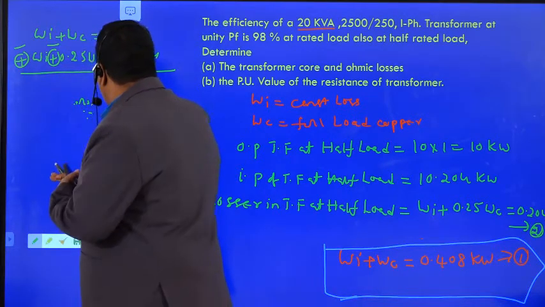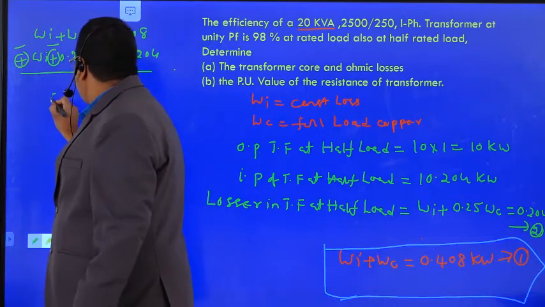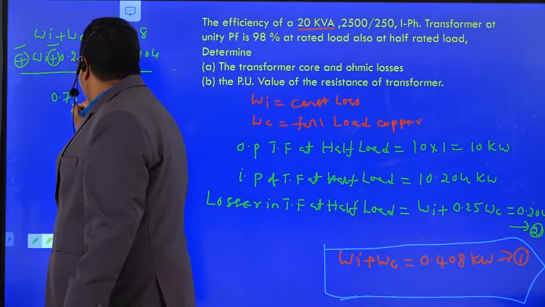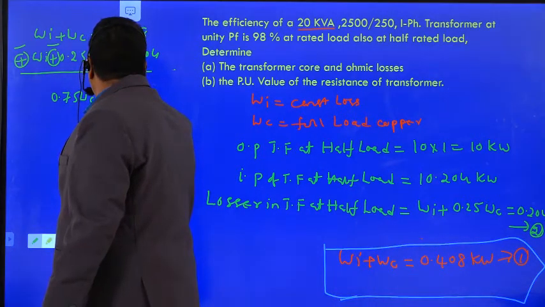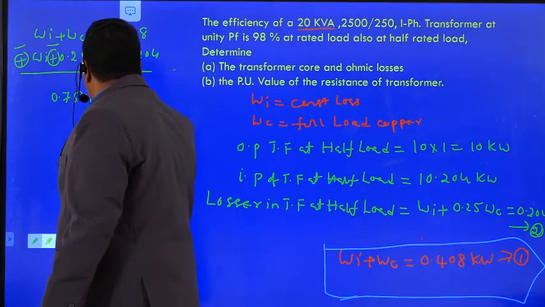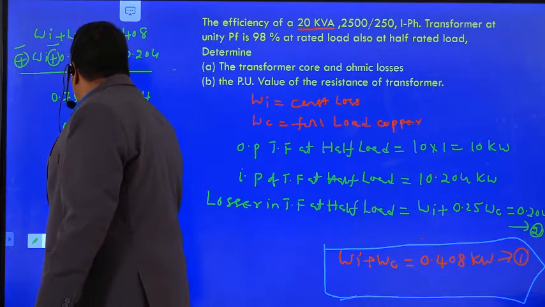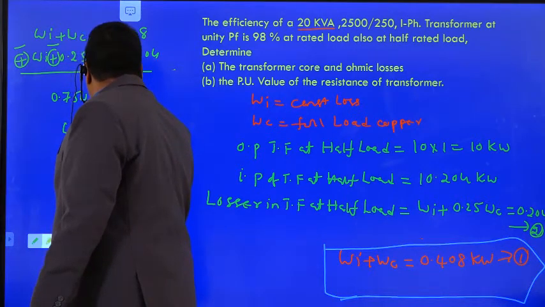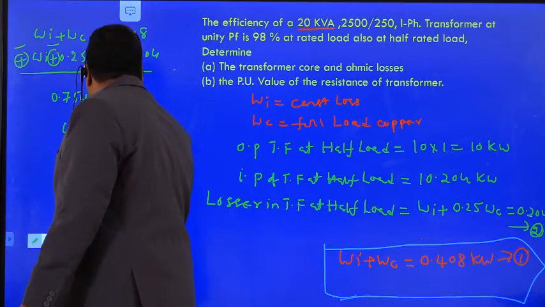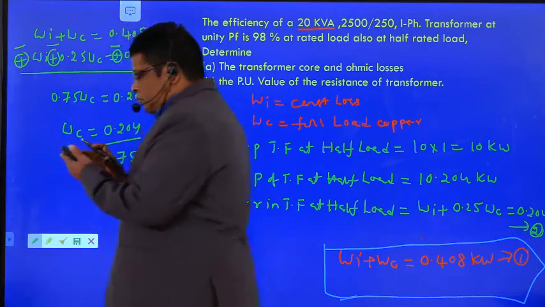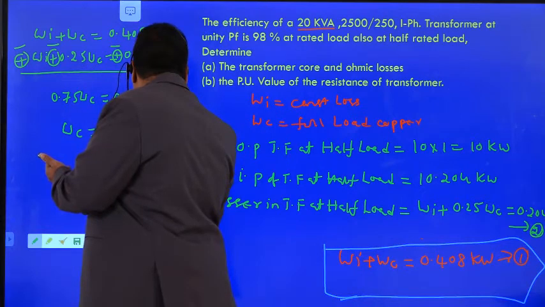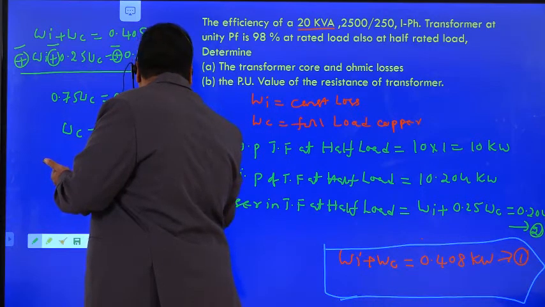You are getting the value. How much are you getting? 0.75 Wc equal to 0.204. So full load copper loss equals 0.204 divided by 0.75. You are getting the value 0.272 kilowatt.